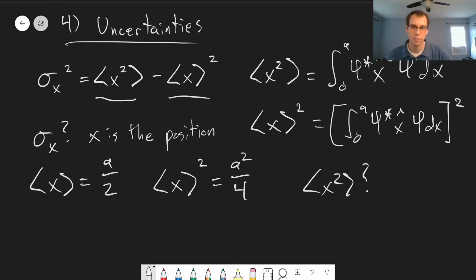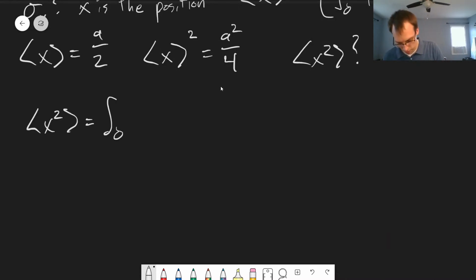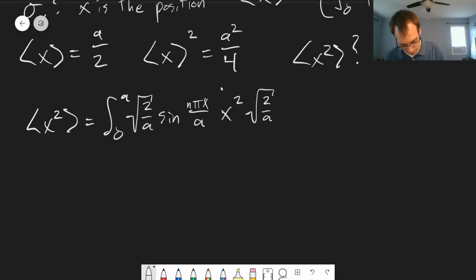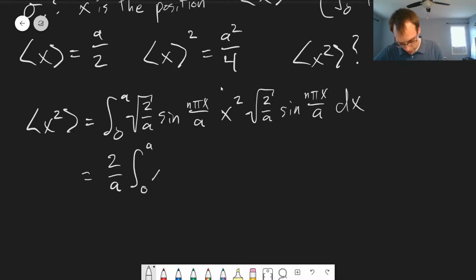To do that, we have to plug this into an integral. So the expectation value of x squared is equal to the integral from 0 to a of square root of 2 over a, sine of n pi x over a, x squared, and then the same thing again. Okay, and so this is the integral that we need to solve. We can pull out our constants, and we'll have an integral from 0 to a of x squared sine squared of n pi x over a dx.